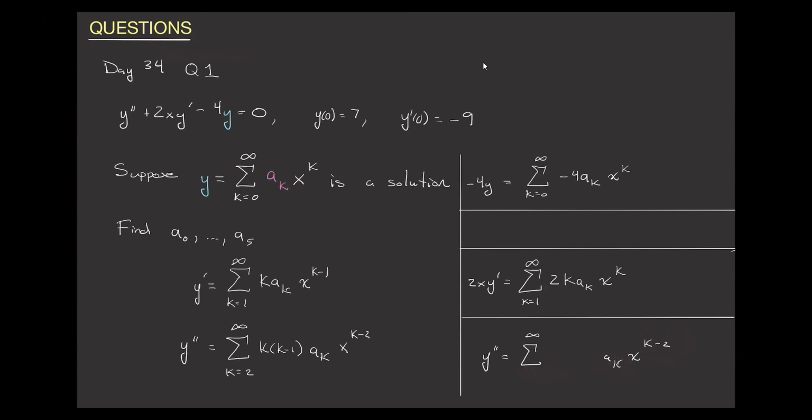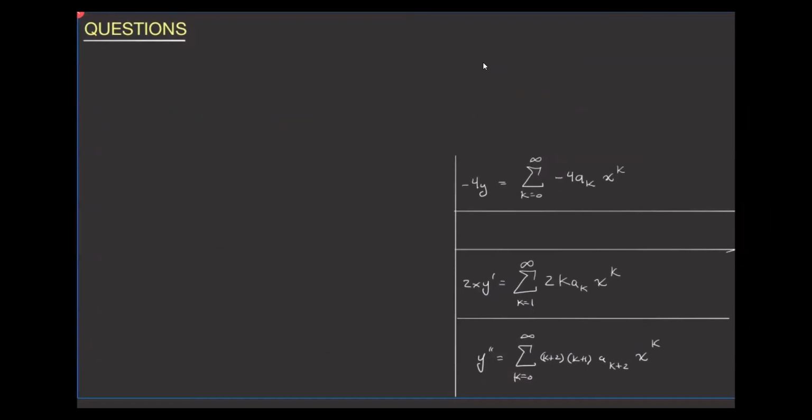And what we get is k is equal to 0, k plus 2, k plus 1, a sub k plus 2, and then we'll just have k. And now what we have is x to the k in each case. We'll then assemble this into the differential equation, and maybe I'll just copy this. And let me also copy this part. All right.